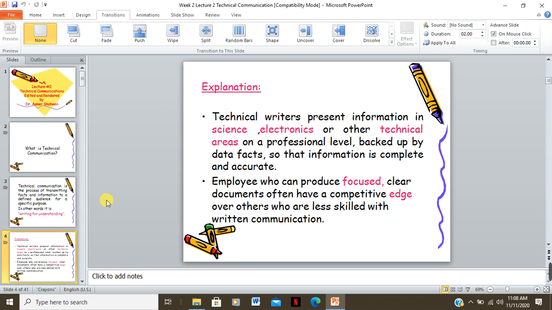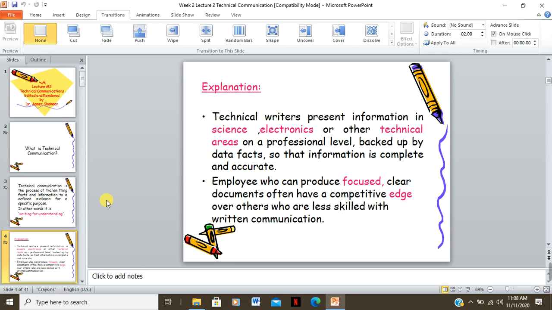But when you will be in a working space, you will be at some organization, you will be assigned duties. Then as employees, you will be focused, able to create clear documents, technically correct, data oriented, information based documents. You will know that it is going to give you a competitive edge over other workers around you. Therefore, it is a guarantee for you to progress in your career as well.